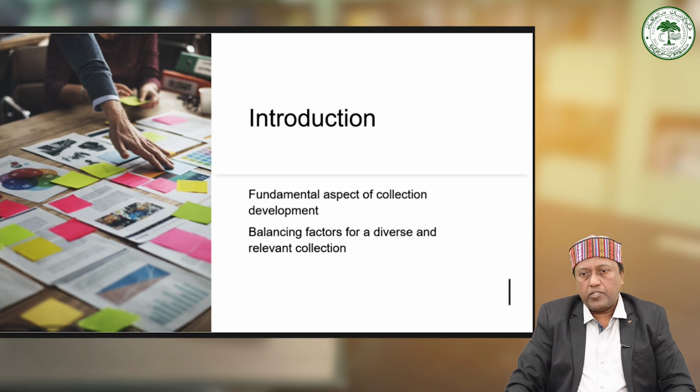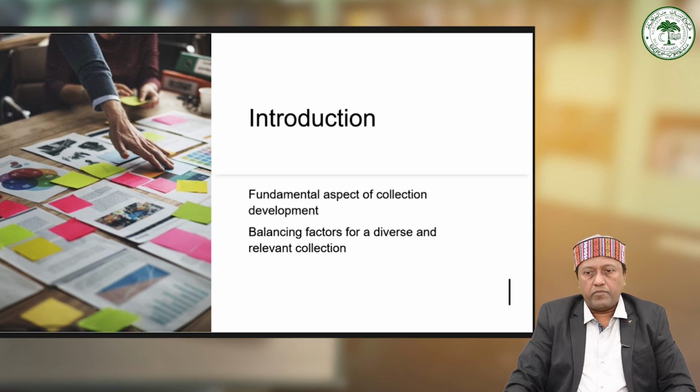Basically, book selection is a fundamental aspect of collection development in libraries, encompassing the systematic process of choosing and acquiring materials to build and maintain a diverse and relevant collection. It is a critical responsibility undertaken by librarians to ensure that the library's collection meets the informational, educational, and recreational needs of its users.